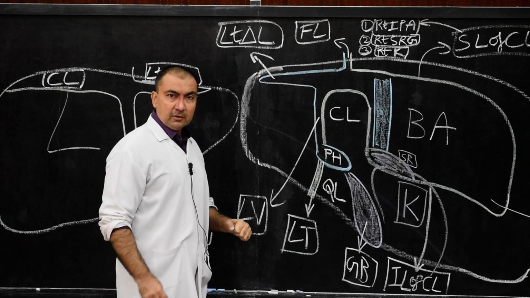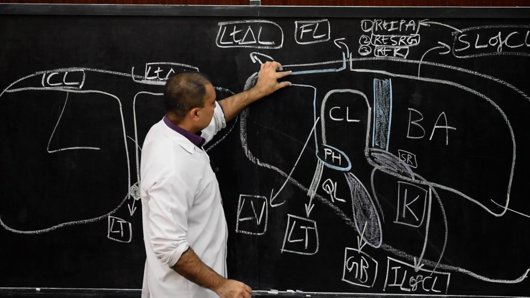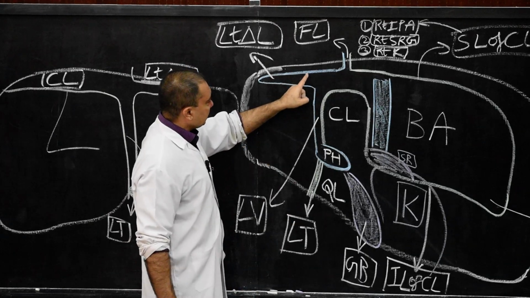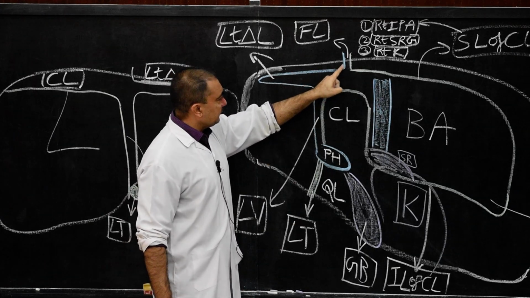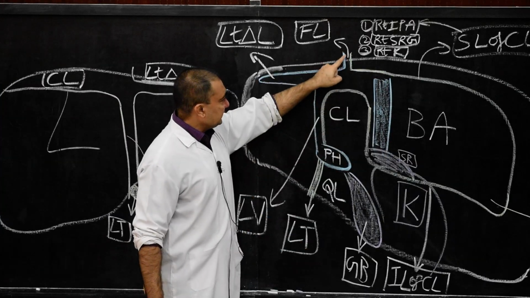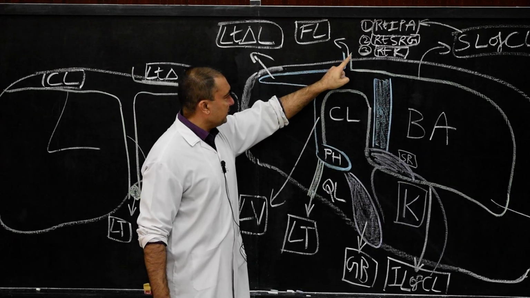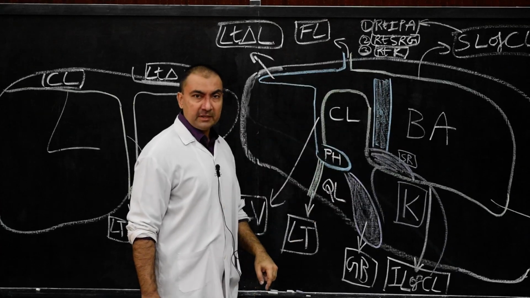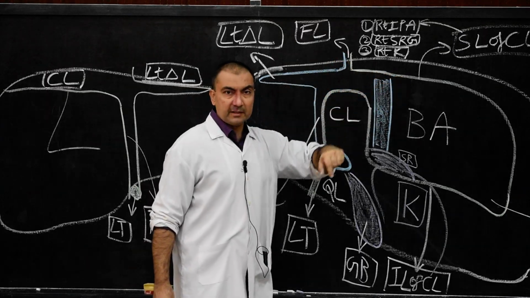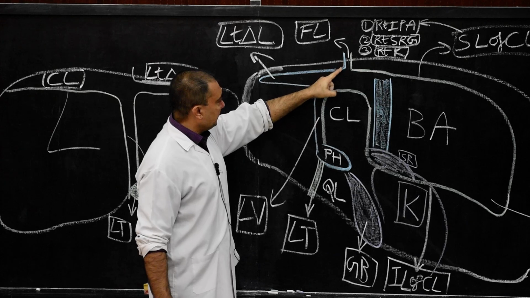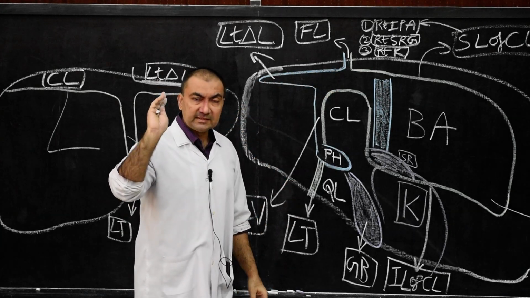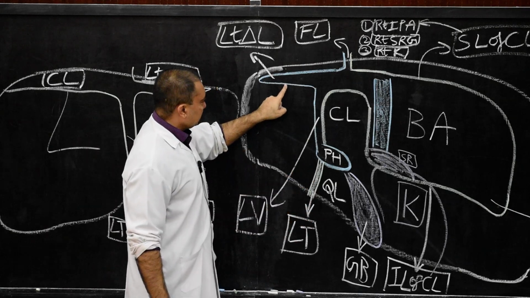What about the right side? On the right side, these 2 layers have split into an upper layer and a lower layer. So the upper layer will continue, where my finger is, with the left layer of falciform ligament. This is falciform ligament. This is the left layer of falciform ligament. This is the right layer of falciform ligament. We know that the right layer of falciform ligament will continue with the superior layer of coronary ligament, and the left layer of falciform ligament will continue as the left triangular ligament. Simple.